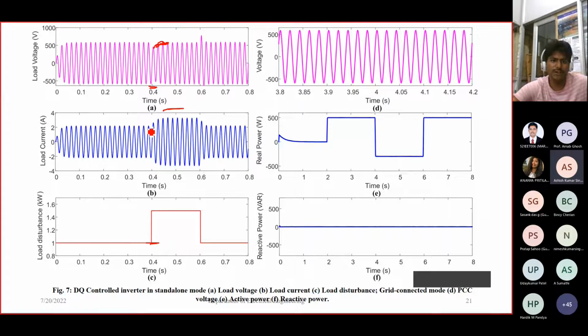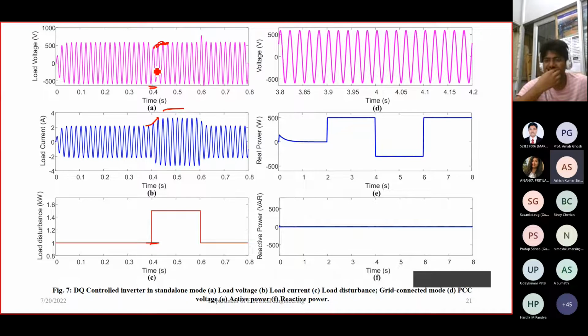Similarly, you can see the load is changed, and the current immediately reaches the desired value. So from this we can understand the single inverter in islanding mode using our voltage and current loop control. We are controlling properly, so actually it is in islanding mode. That's why we are using the current control loop and voltage control loop.